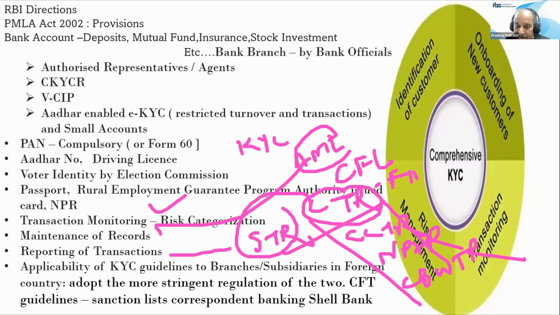CTR is for cash transactions of 10 lakhs and above in the account, that is, more than 10 lakhs of cash transactions in the account in a month. A series of transactions or even interconnected transactions, all those cash transactions need to be taken into account.